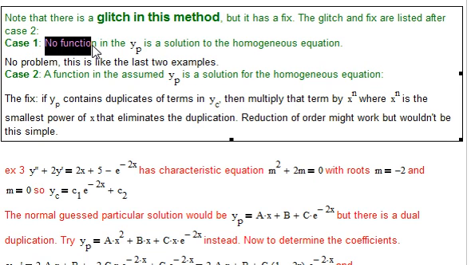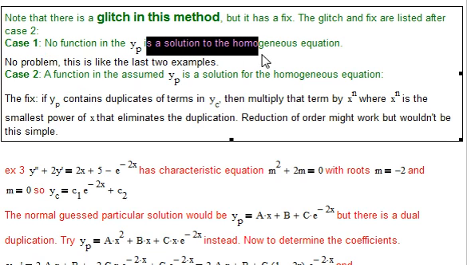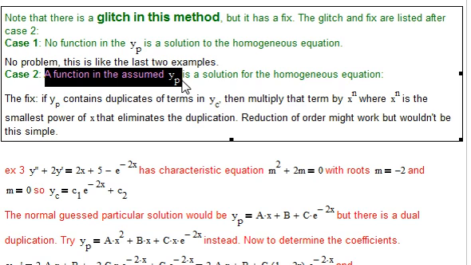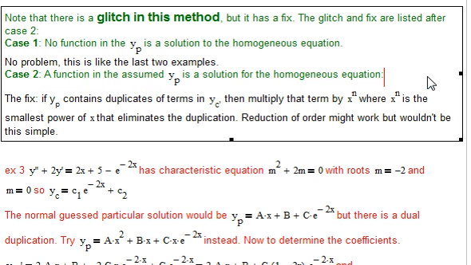Case 1: no function in the y_p, the particular solution, is a solution to the homogeneous equation. Well, that's good. That's just like the last one we did. Actually, the last couple examples were like that, and that's wonderful when that happens. Case 2: a function in the assumed y_p is a solution for the homogeneous equation. That could be a problem. Oh, that's hard. Well, it makes things tricky.